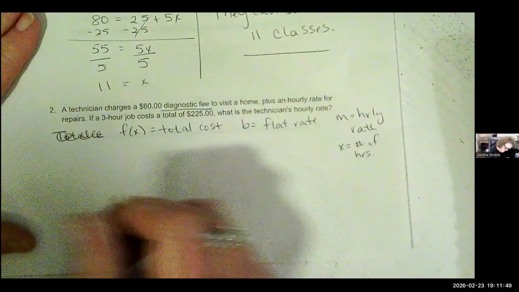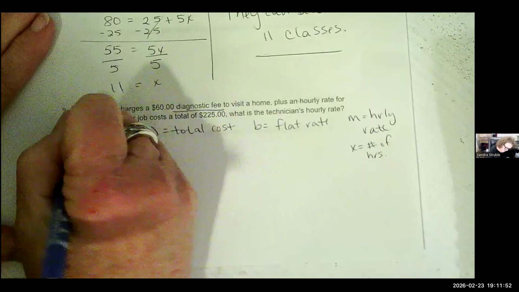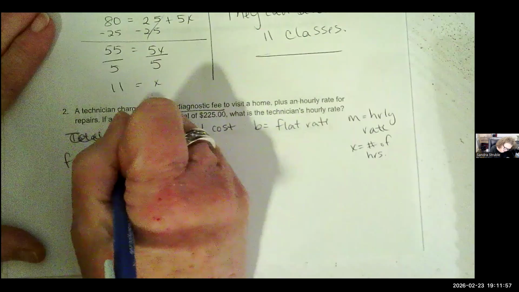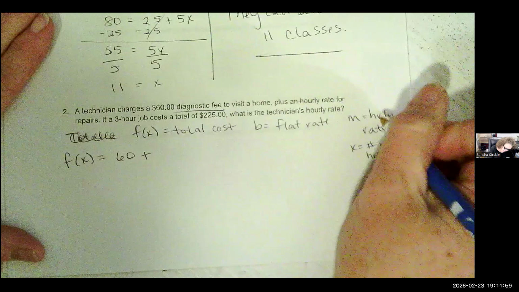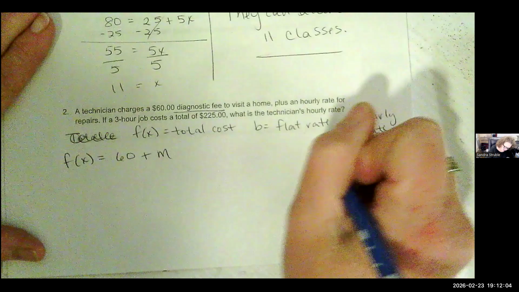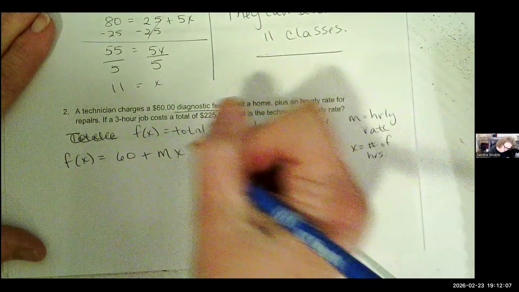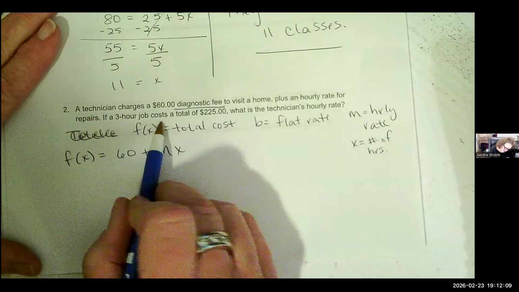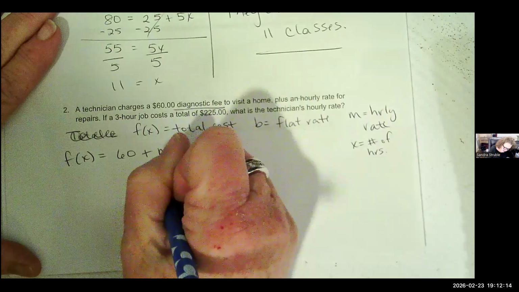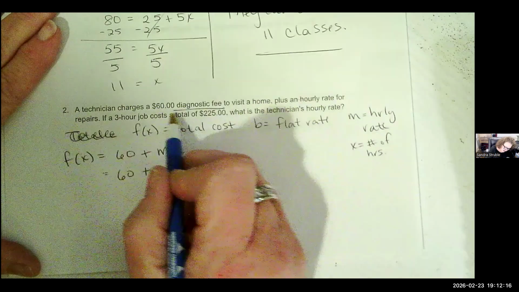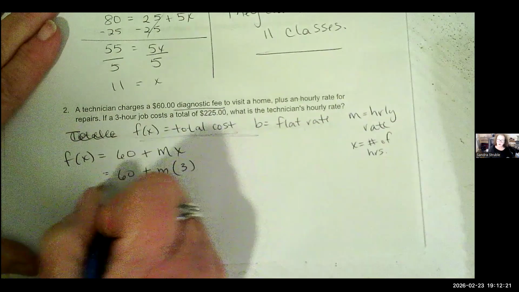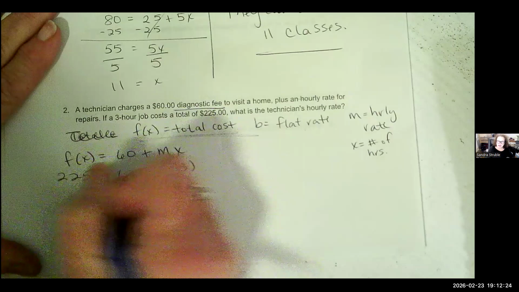F of X is equal to our flat rate, which is 60, plus an hourly rate, which we don't have, times X. All right, the next part says if a 3-hour job, 3 hours is going to be the X, costs a total of $225. Well, the total cost is F of X. We can now solve for the hourly rate, which is M.